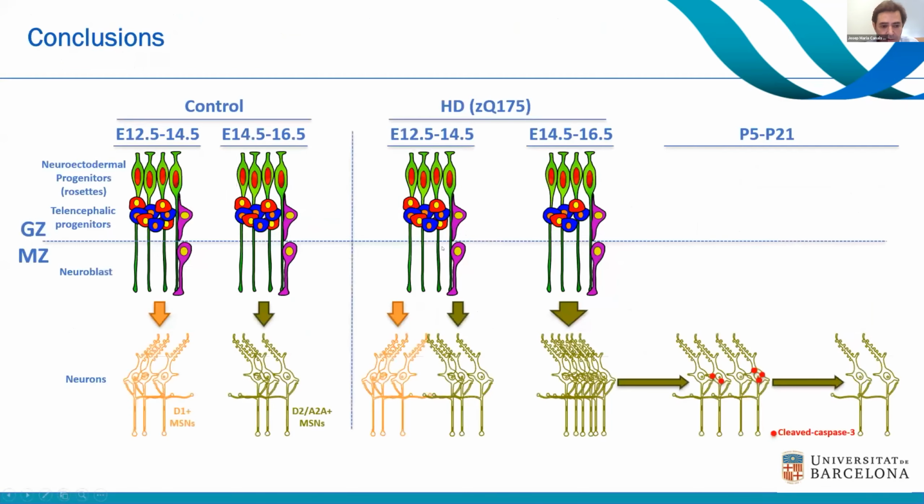So, in conclusion, our results point to a different regulation of the homeostasis of the different subpopulations in the striatum. And we observe a premature differentiation of the A2A MSNs that generates cells that prematurely differentiate, and these cells are affected by the cell death at postnatal stages.